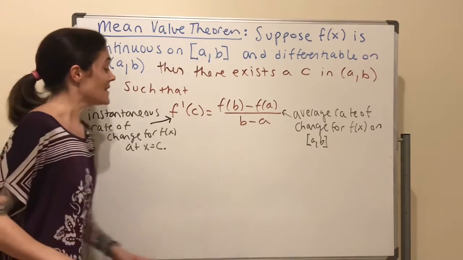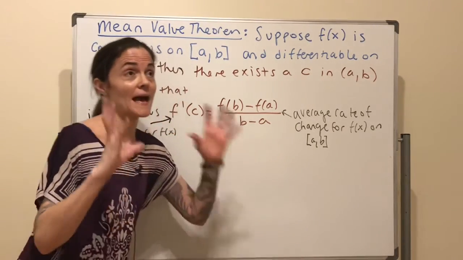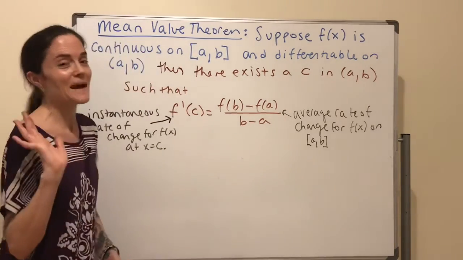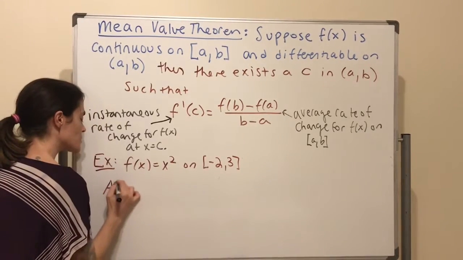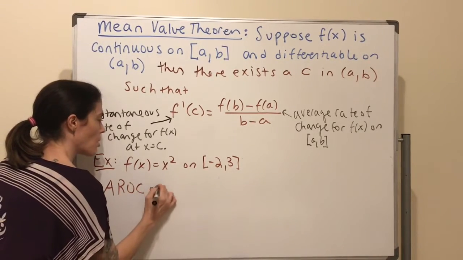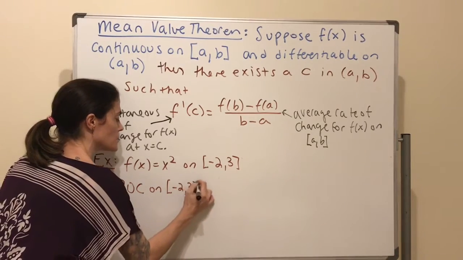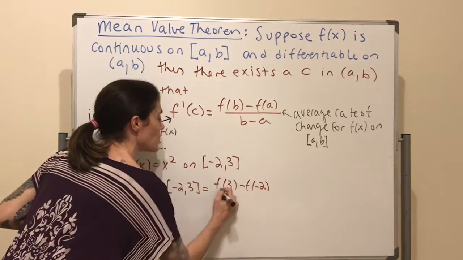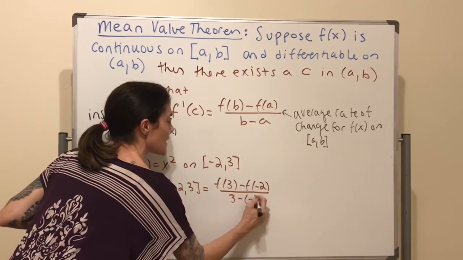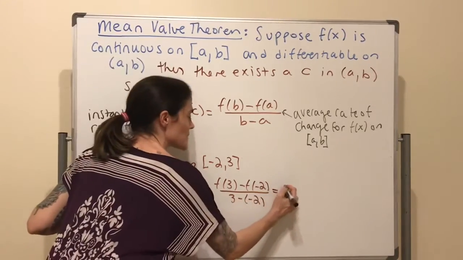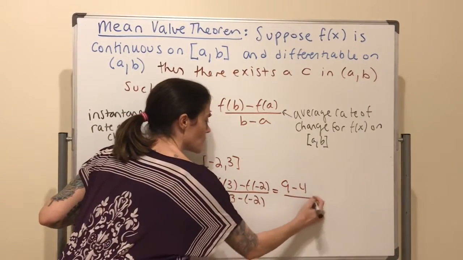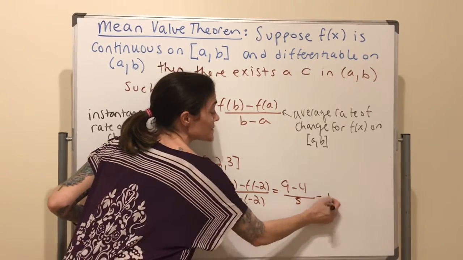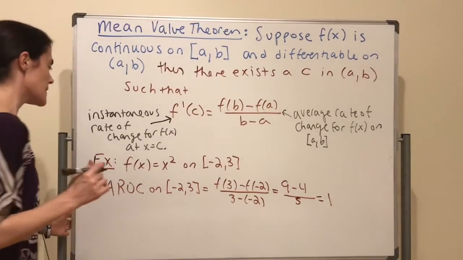Okay, now let's go back to our example where we had x squared on the interval -2 to 3. The average rate of change on -2 to 3 is f of 3 minus f of -2 over 3 minus -2. This was, well, we just square, 9 minus 4, over 5. The average rate of change on the interval is 1.